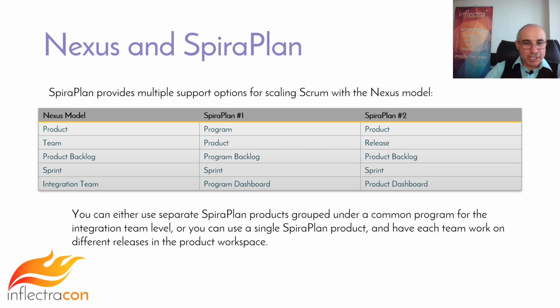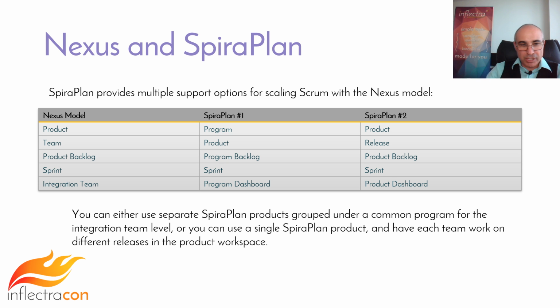First of all, one option is you have the entire program, and every single team is mirrored as a SpiraPlan product. Then each of the product backlogs will be in their own product, and the sprints will be in their own products. And you use the program dashboard to get the integration-wide Nexus view.